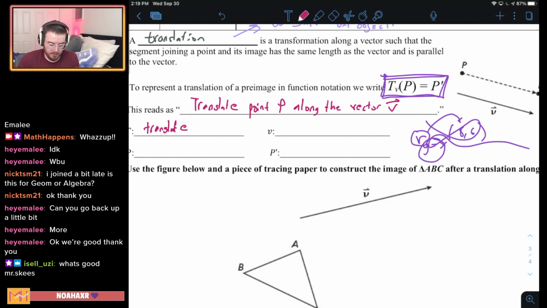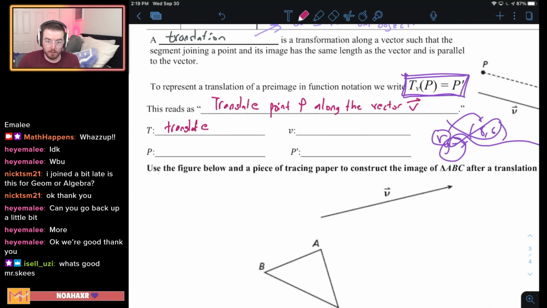What are we translating? An igloo? An iguana? An Eskimo? No, we're not translating people or animals. We're translating the point P. Specifically, let me call it the preimage. We're translating this point P, the preimage. How would you like me to translate it? Well, follow the directions. And your end result is P prime.